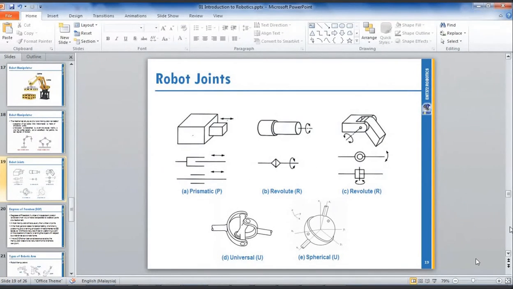Okay, robot joint. So this is the type of robot joint. We have 5 types of robot joint. If the drawing is a square like this, we call it a prismatic joint. Prismatic means that we move in a linear direction, in the X direction, Y direction, or Z direction. That one we call prismatic joint, or P. The short form is P.